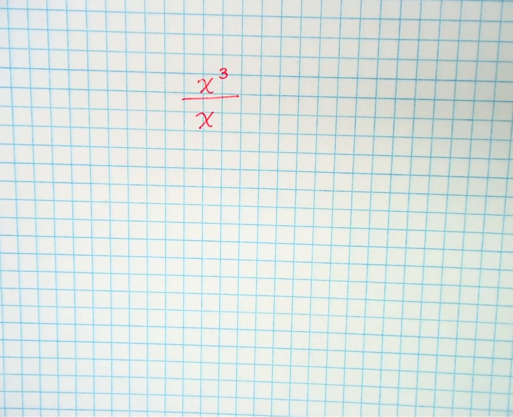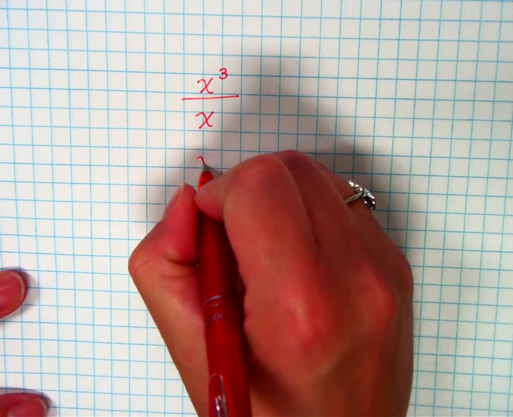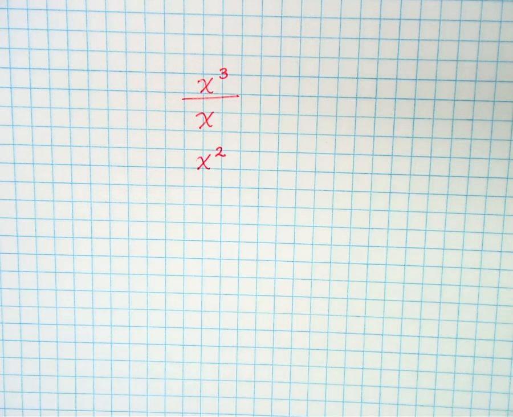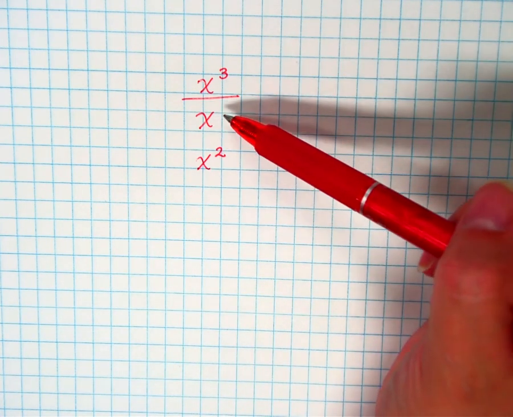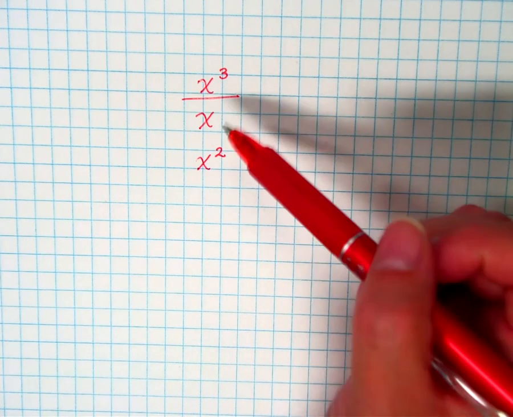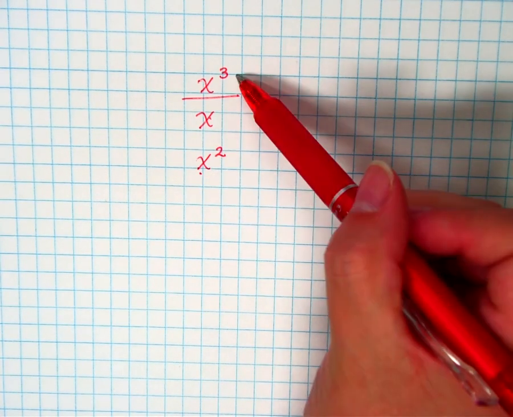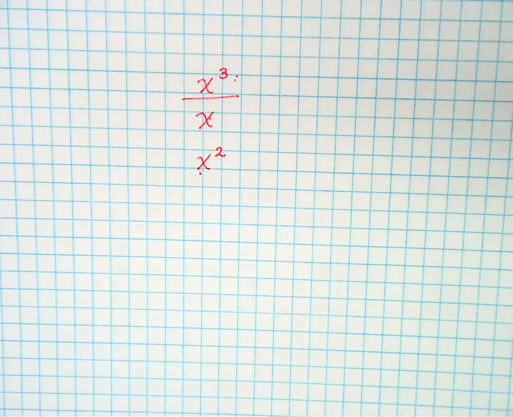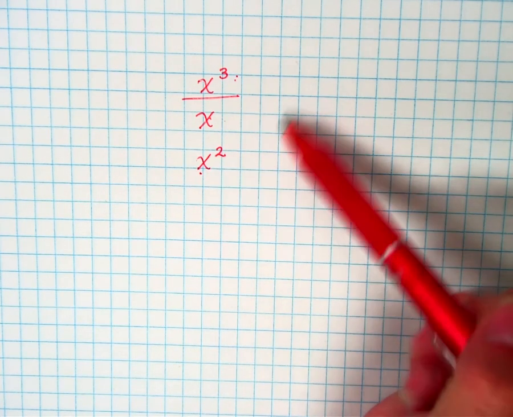Grade 9, exponent rules. What do we do when they have the same base? We're dividing them. What do we do to the exponents? We subtract. So this would leave me with x squared. So the idea is that when you are dividing, you're dividing them into how many groups you can have, right? And if you want to do it backwards, the divisor times the quotient should give me the dividend.